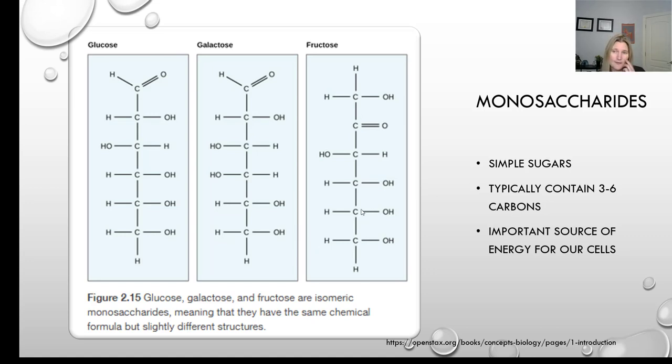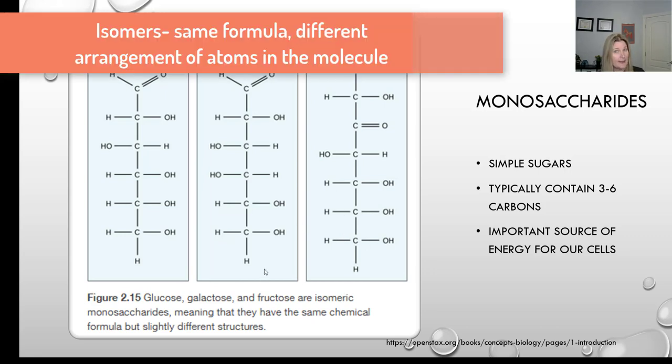Fructose is a little different in where its double bond is. In glucose and galactose, the double bond is on the first carbon. Here it's on the second carbon. So that changes what it looks like. So these are considered isomers, okay?